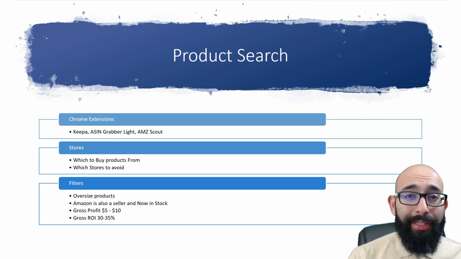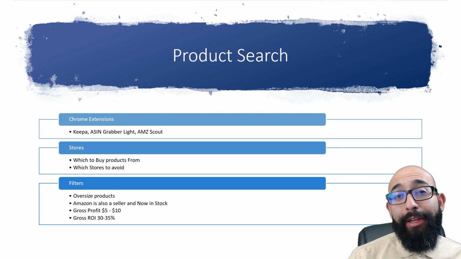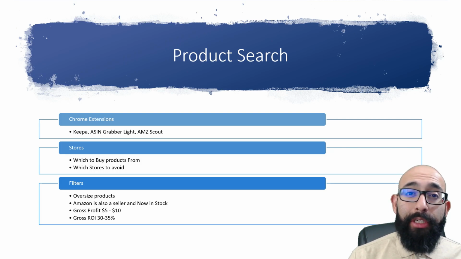The last one that you're going to need to download is called AMZ Scout. AMZ Scout has a calculator built into this extension. It's real easy to use. It's very good when you want to find your ROI on the product that you just found.